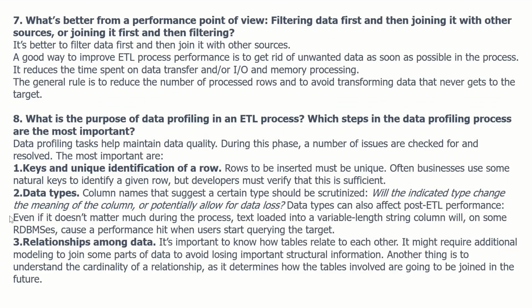The seventh one is, what's better from a performance point of view: filtering data first and then joining it with other sources, or joining it first and then filtering? It's better to filter data first and then join it with other sources. A good way to improve ETL process performance is to get rid of unwanted data as soon as possible in the process. It reduces the time spent on data transfer, I/O and memory processing. The general rule is to reduce the number of processed rows and to avoid transforming data that never gets to the target.